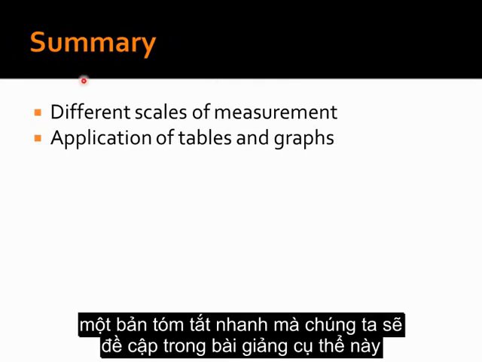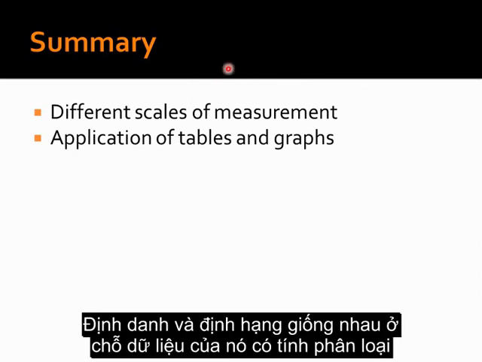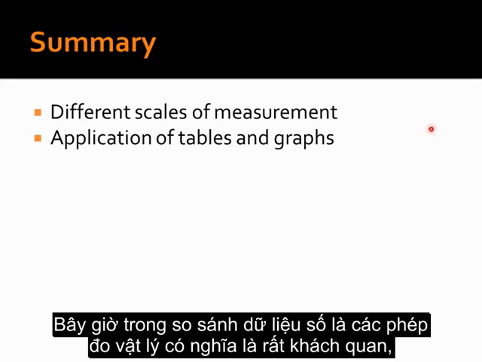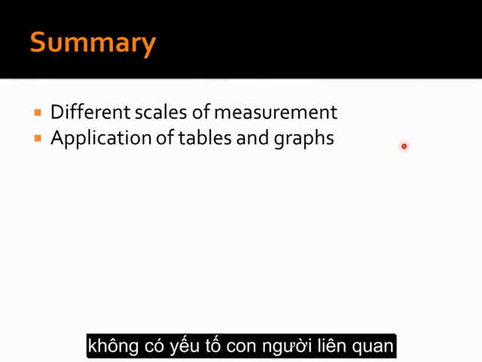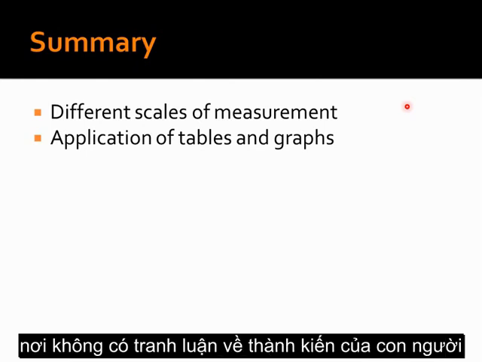So, now, a quick summary. What did we cover in this particular lecture? The first thing was that there were different scales of measurement. If you remember, there was the nominal, the ordinal, and the numerical. What's the difference between them? The nominal and the ordinal are similar in the sense that their data are categorical, and most of their data tend to be qualitative, meaning there is some kind of human factor or subjectivity involved in their measurement. In comparison, numerical data is physical measurements, meaning that it's very objective. There's no human factor involved, and it will be stuff like height and weight, for example, where there's no argument in terms of human bias.